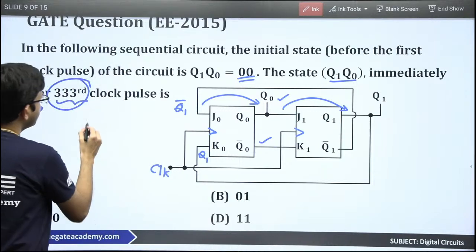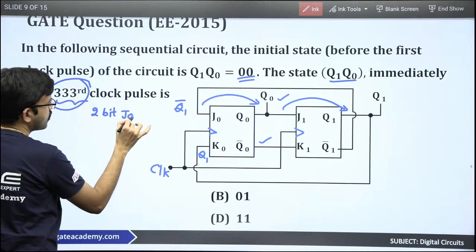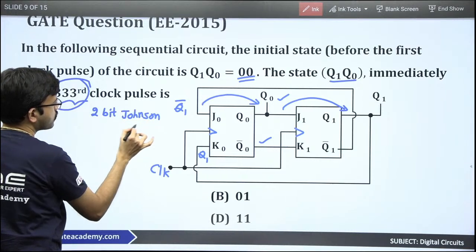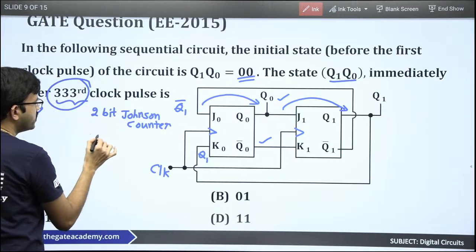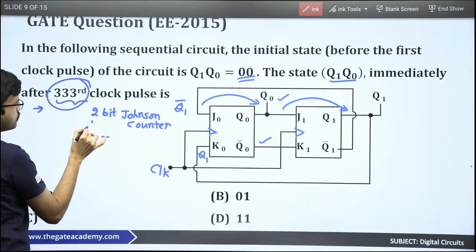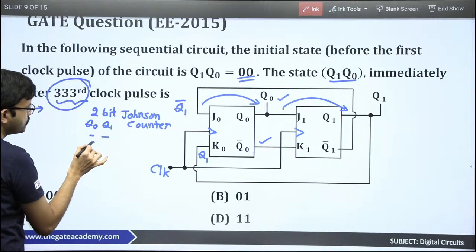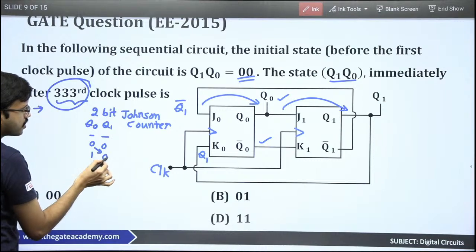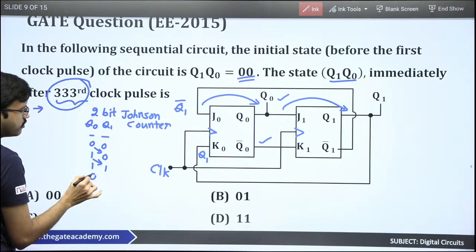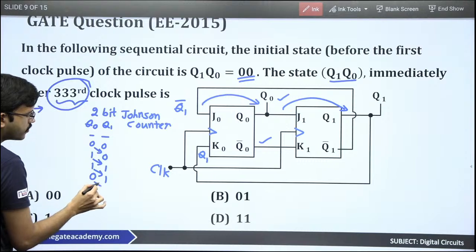So in the 2-bit Johnson counter we have Q0, Q1. Initially they have mentioned 0, 0. So this 0 bar will come here as 1, and this 0 will come here. Next cycle, 0 bar is 1, and 1 will come here. Next cycle, the complement of 1 is 0, and 1 will come here. Next cycle, the complement of 1 is 0, and after that this 0 will come.